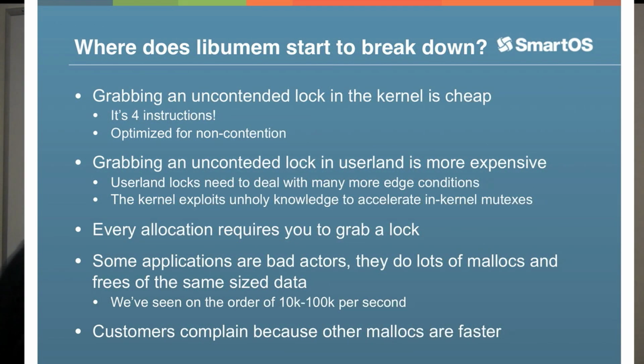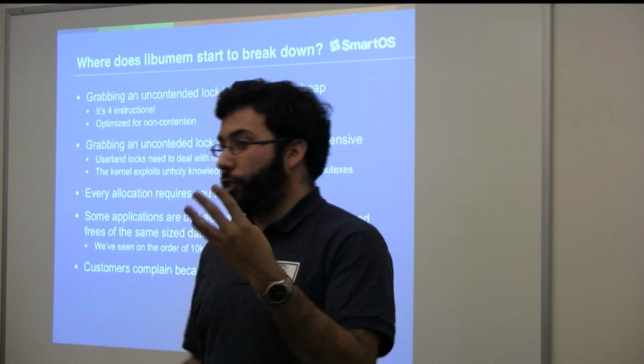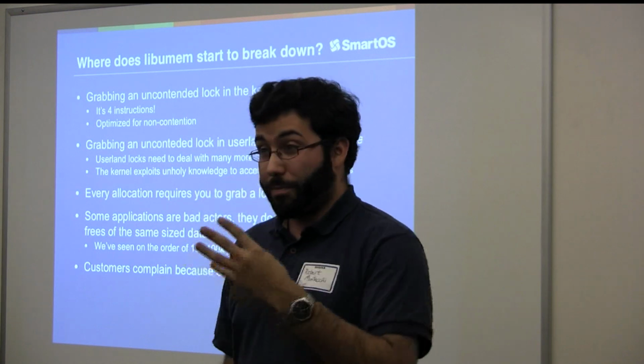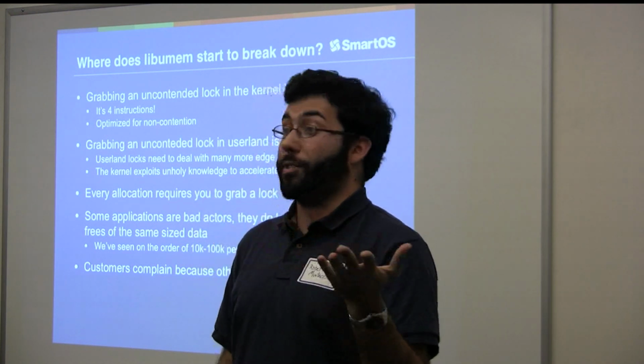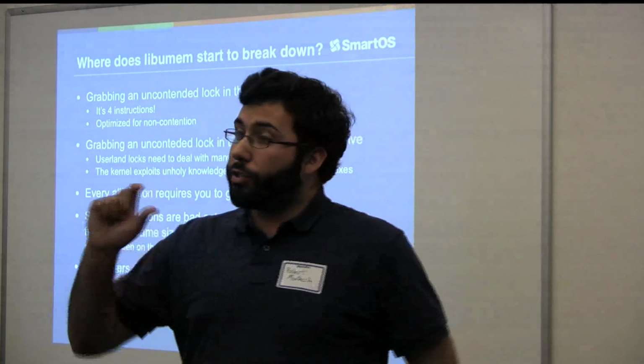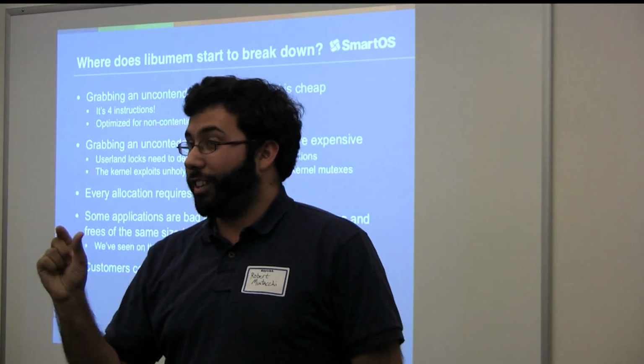So this is all good. Why are we doing any work here? Unfortunately, libumem does start to break down a little bit. In the kernel, it's just 4 x86 instructions to grab a mutex. That's it. Just 4 instructions, assuming you get the mutex. If not, you're going to spend a lot more time. But in userland, unfortunately, it's a lot harder.